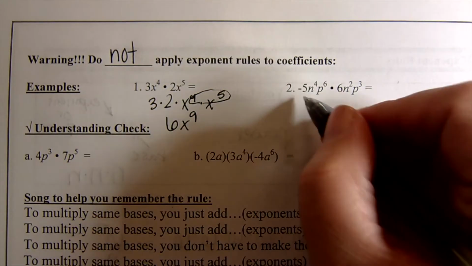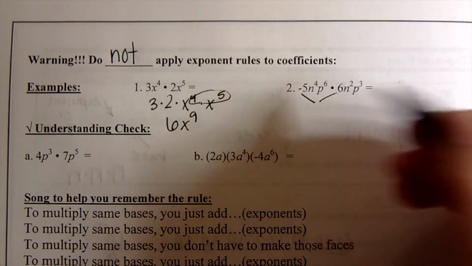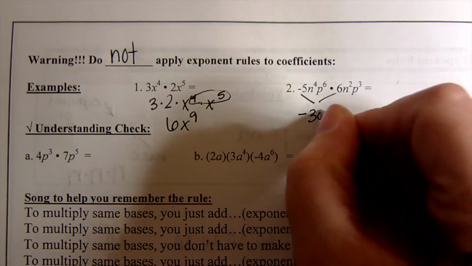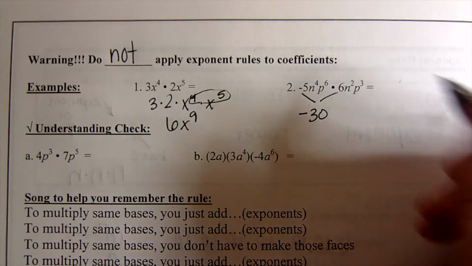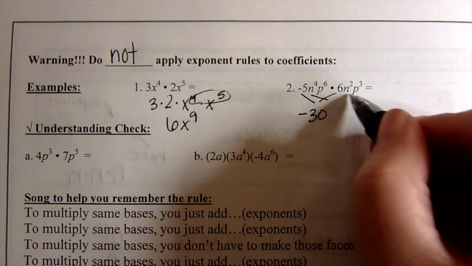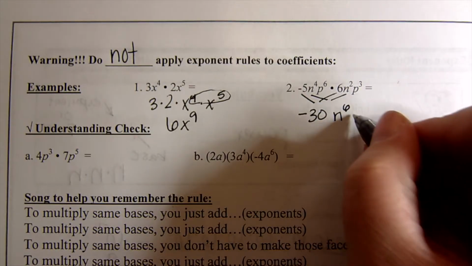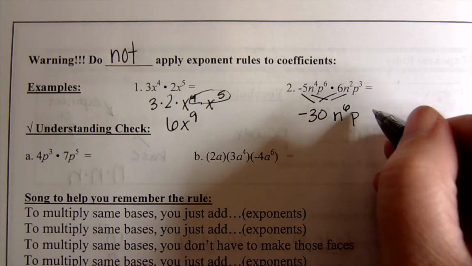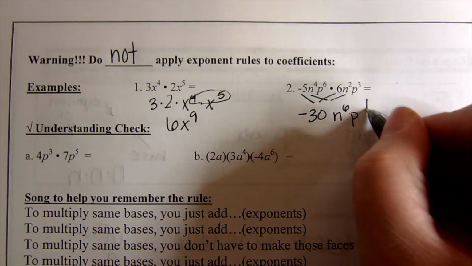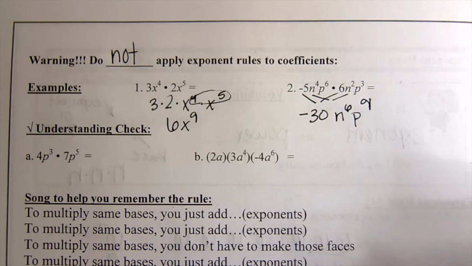Number 2, we multiply negative 5 times 6, so we get negative 30. We combine our n, so we get n to what power? 7. 6. And combine the p's, and we get p to the 9th power. Any questions about that? Okay, do the understanding check for those two.